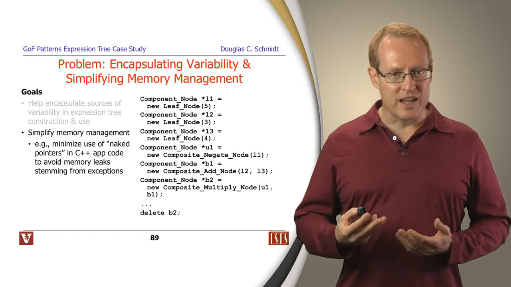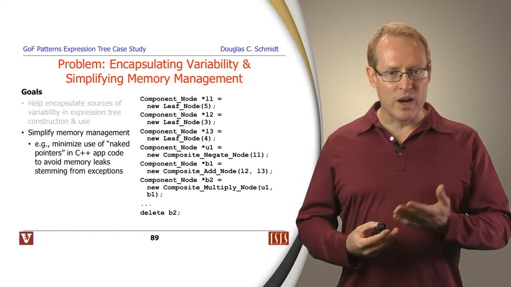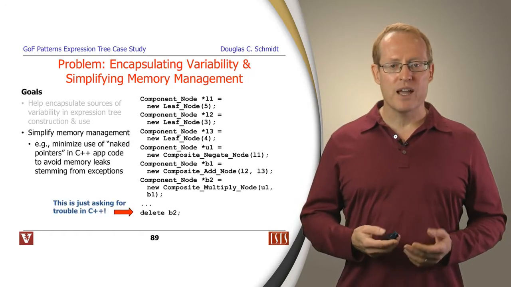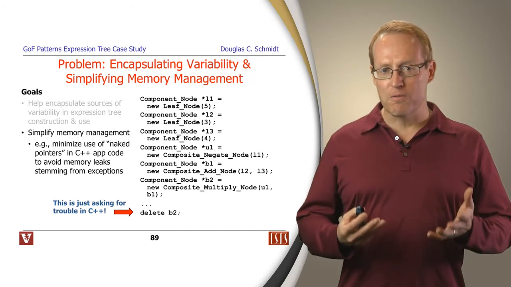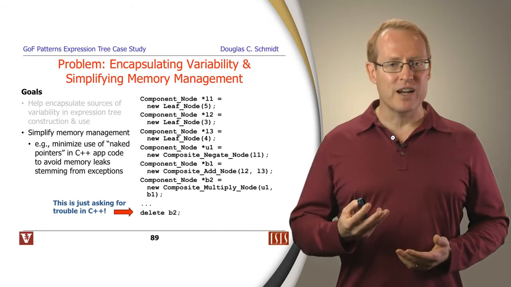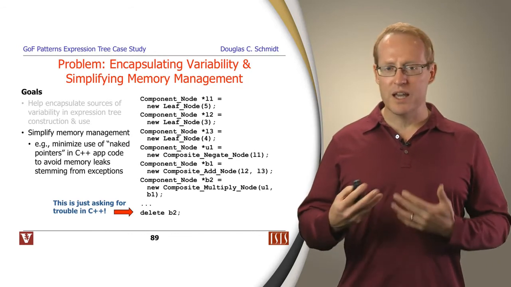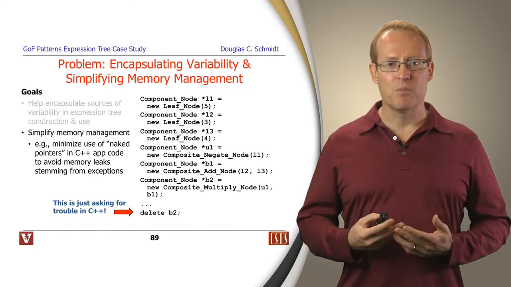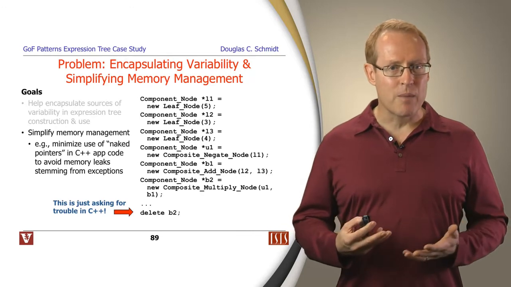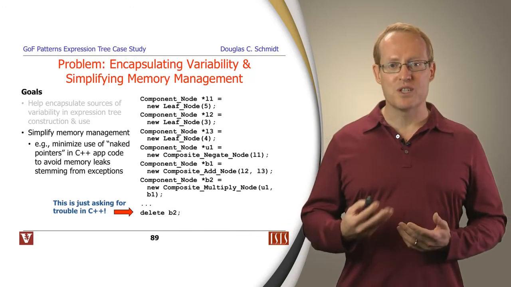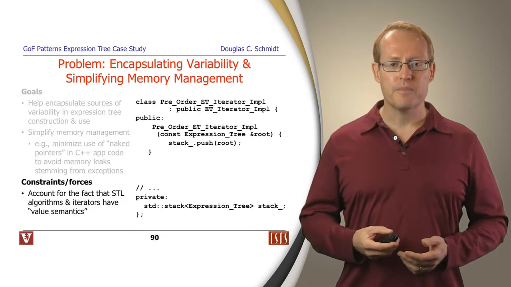One of the things you have to take very great care of is if you write code like this where you allocate a lot of memory, you have to be careful when you go to free it up. For example, if you're not careful and there's an exception or a return statement or something else that prevents this delete statement from being called, we can end up leaking memory. And that's a very problematic issue with C++ that we'd like to clean up.